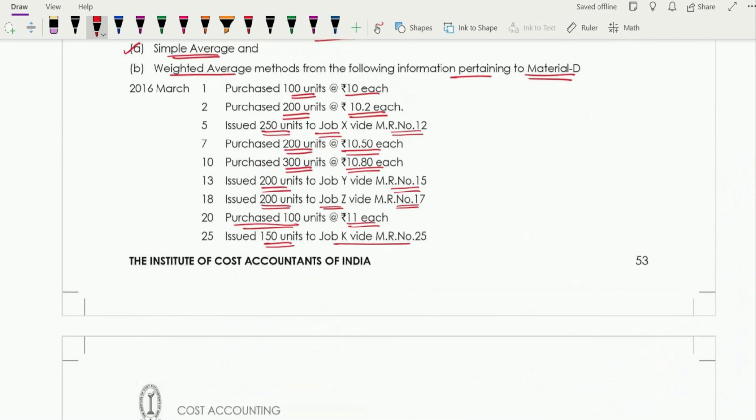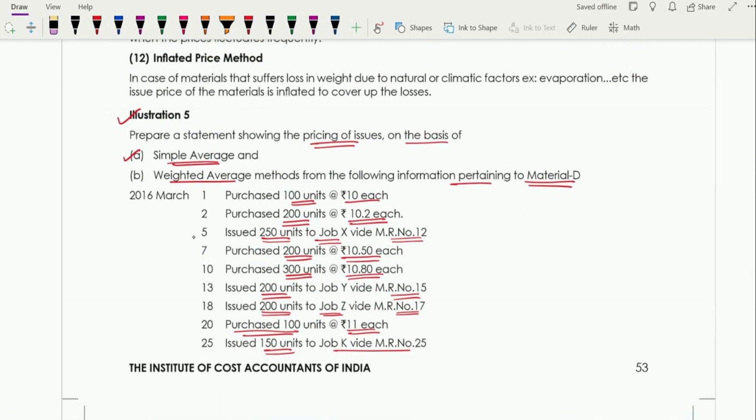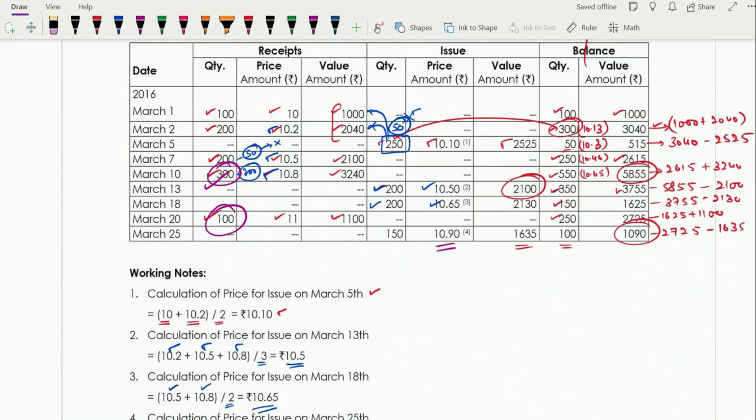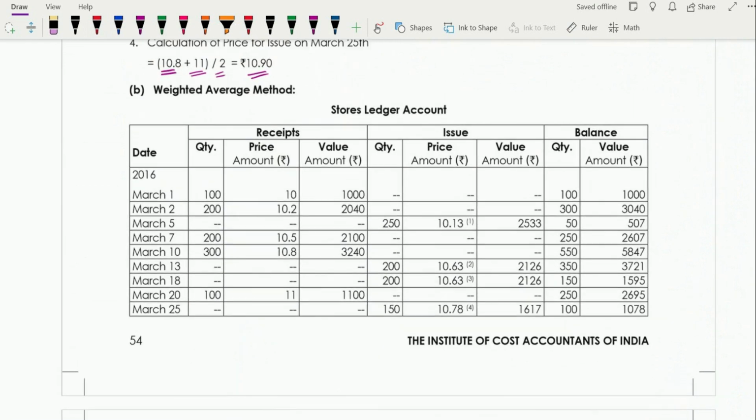Now, he says the same question is to be done by the weighted average method also. Okay, there is no issue, sir. We'll do it by weighted average method also. So on March 1st, you have received 100 units. Clear? 10 rupees, 100. Closing balance, 1000. So receipts. Now, 200 units, 10.2, 2040. Now, what is the balance here? 300 units at 3040. Absolutely no issues.